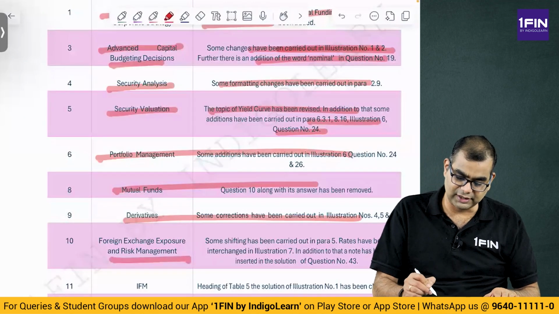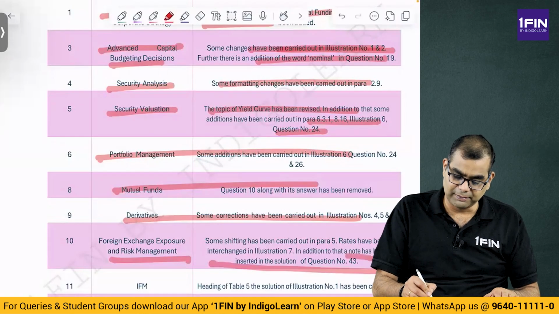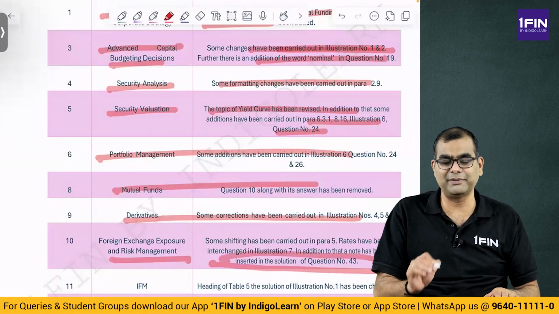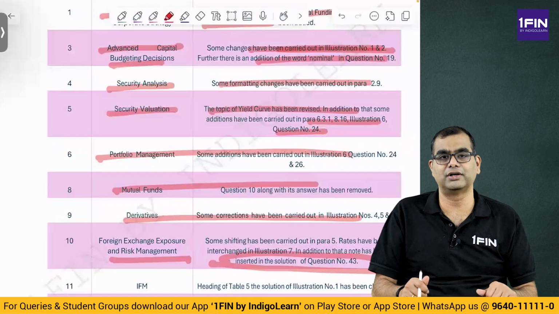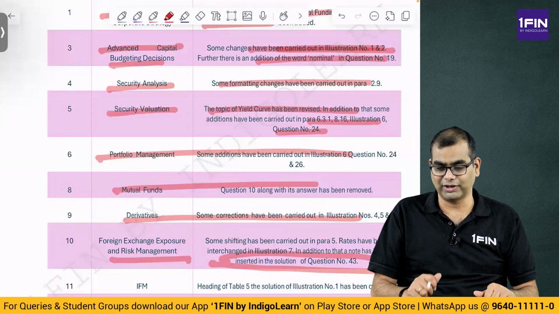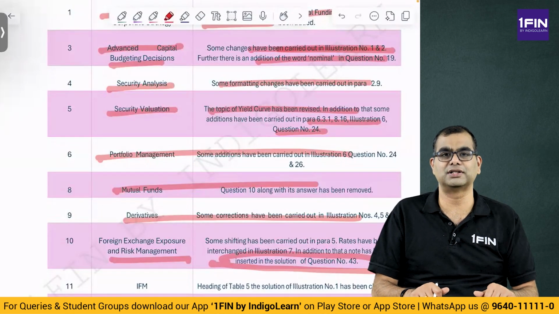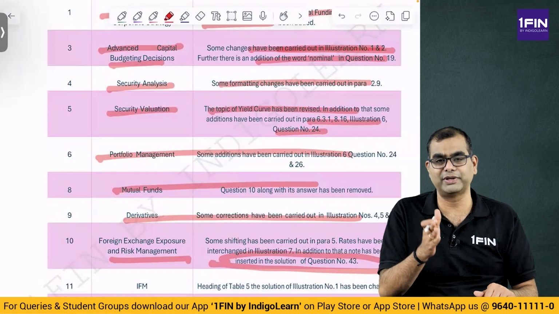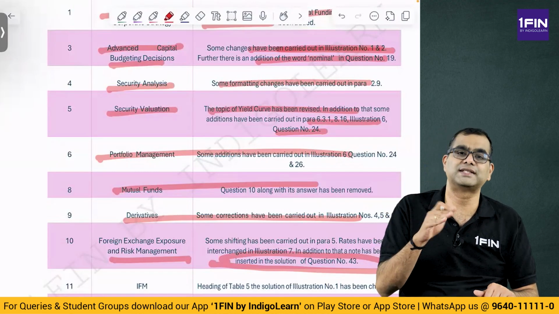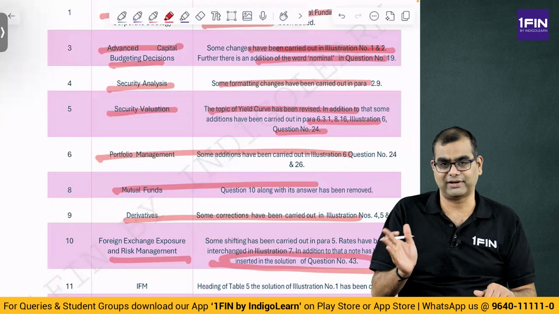Then foreign exchange risk management exposure. Here please note some printing mistakes happened where they had done one question where they said the exchange rate was, I think, 68 by 72, right? 68 by 72 means 68 is bid, 72 is ask. It got misprinted as 72 by 68. So that they have corrected.